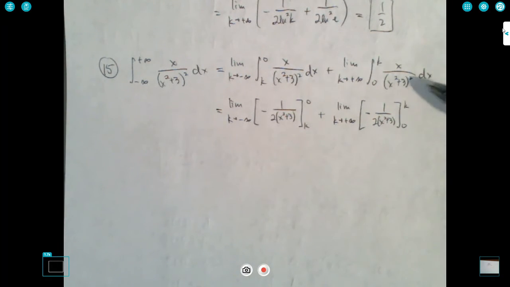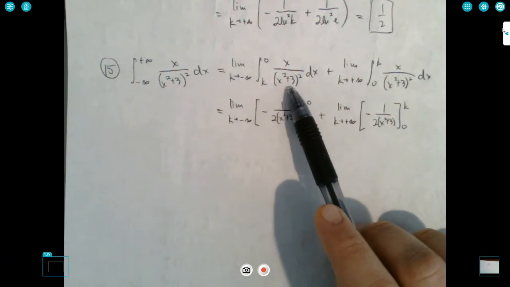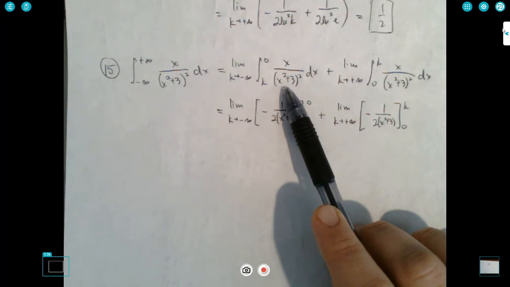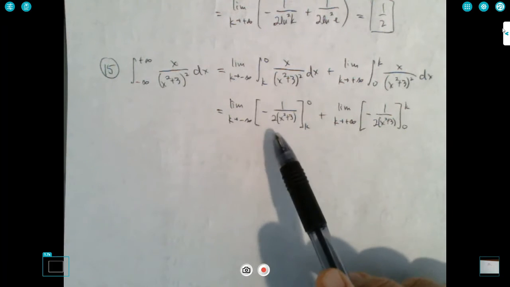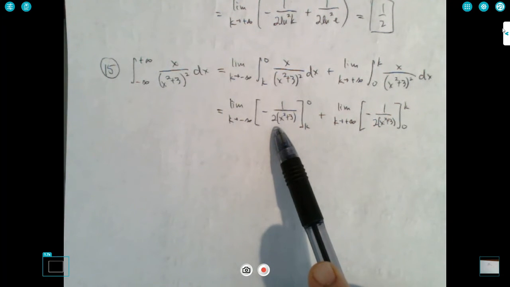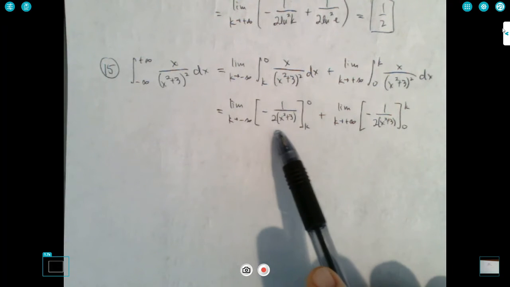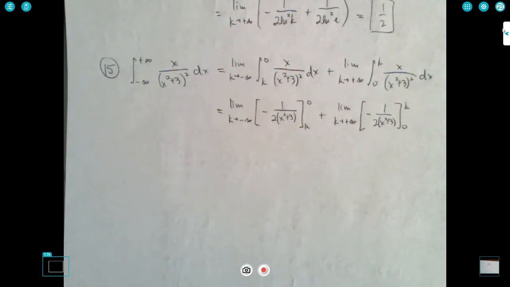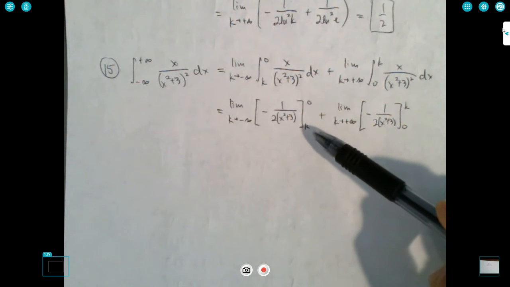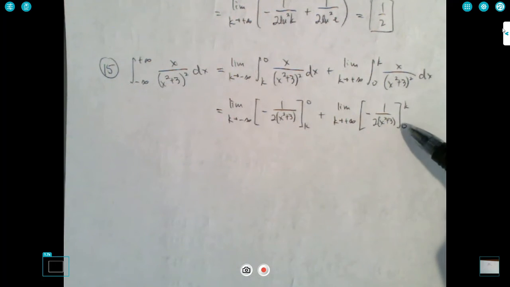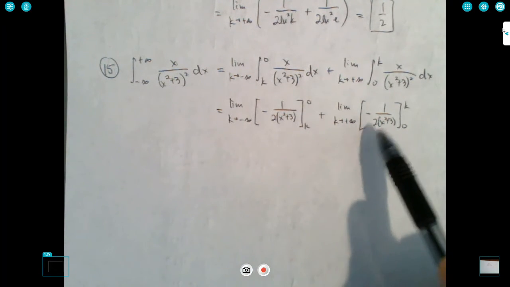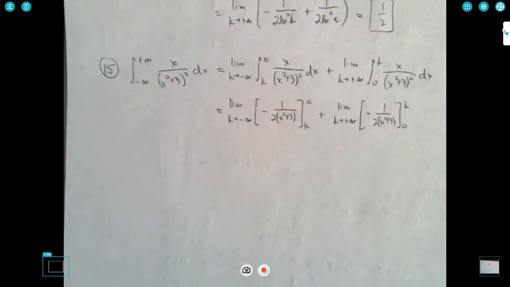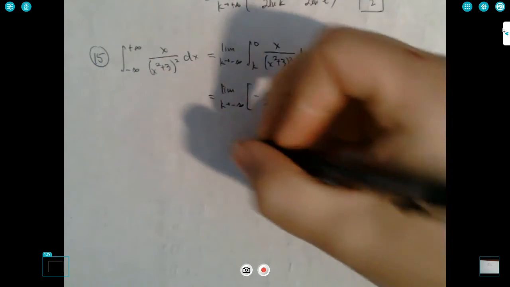Anyway, to get from here to here, we integrate. And I just used a u substitution. I let u be x squared plus 3. So then du is 2x dx, and there's your x dx sitting up there. Anyway, do all that stuff. You're going to end up with negative 1 over 2 times x squared plus 3, evaluated for the first integral from k to 0, and for the second integral from 0 to k. You're letting k in the first half go to negative infinity, and in the second half you let it go to positive infinity. So now let's see what happens when we plug in k.